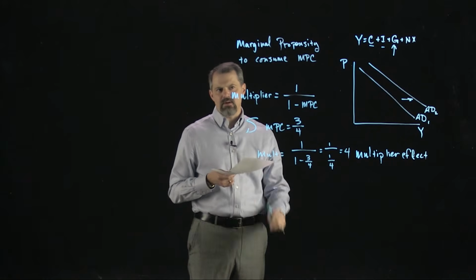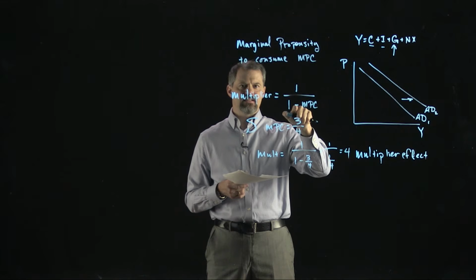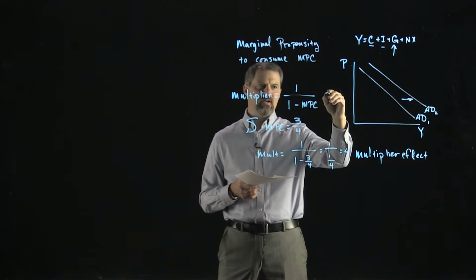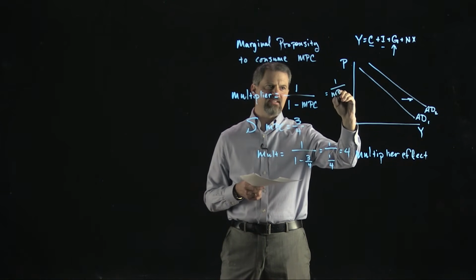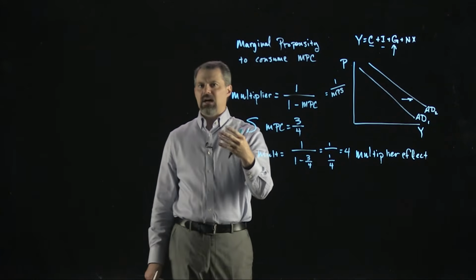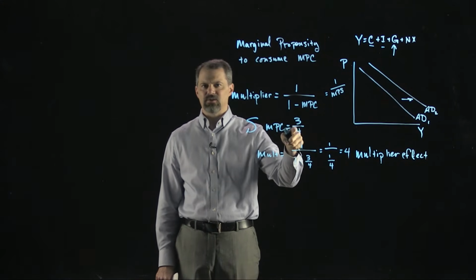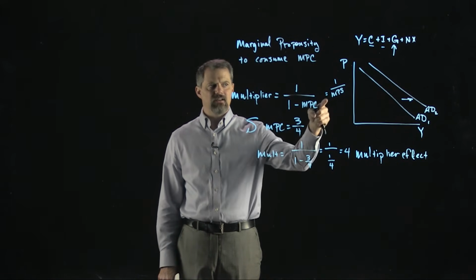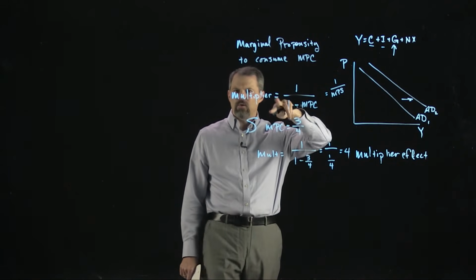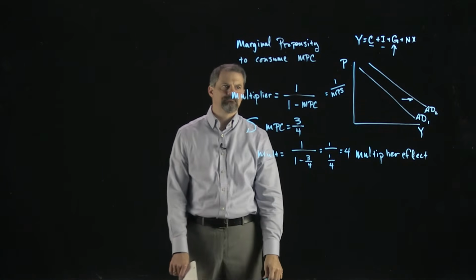Probably an easier way to remember the multiplier, once you understand that the marginal propensity to save is 1 minus the marginal propensity to consume, you could write the multiplier this way. It's just 1 over the marginal propensity to save. And then just do the calculation. Typically in a problem, I will give you the marginal propensity to consume. But if you know that the marginal propensity to consume is 3/4, in your head you can figure out that the marginal propensity to save then has to be 1/4. And then all you have to do is flip over the marginal propensity to save. It's just the inverse of the marginal propensity to save.